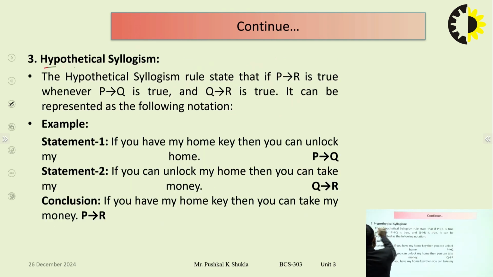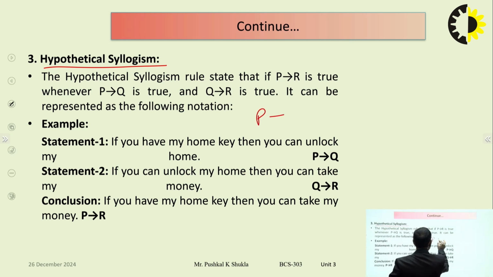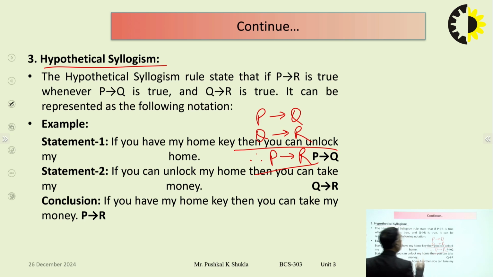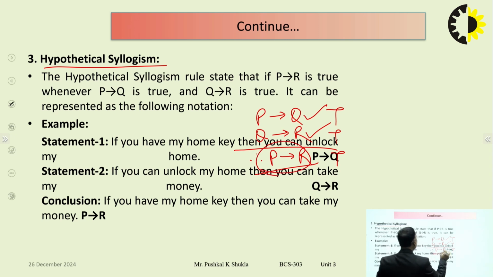Next, hypothetical syllogism. The hypothetical syllogism rule states that if P imply Q is true and Q imply R is true, this will infer P imply R is true. This is true: P imply Q and Q imply R. So, P imply R is also true. So, P imply R is true whenever P imply Q is true and Q imply R is true.